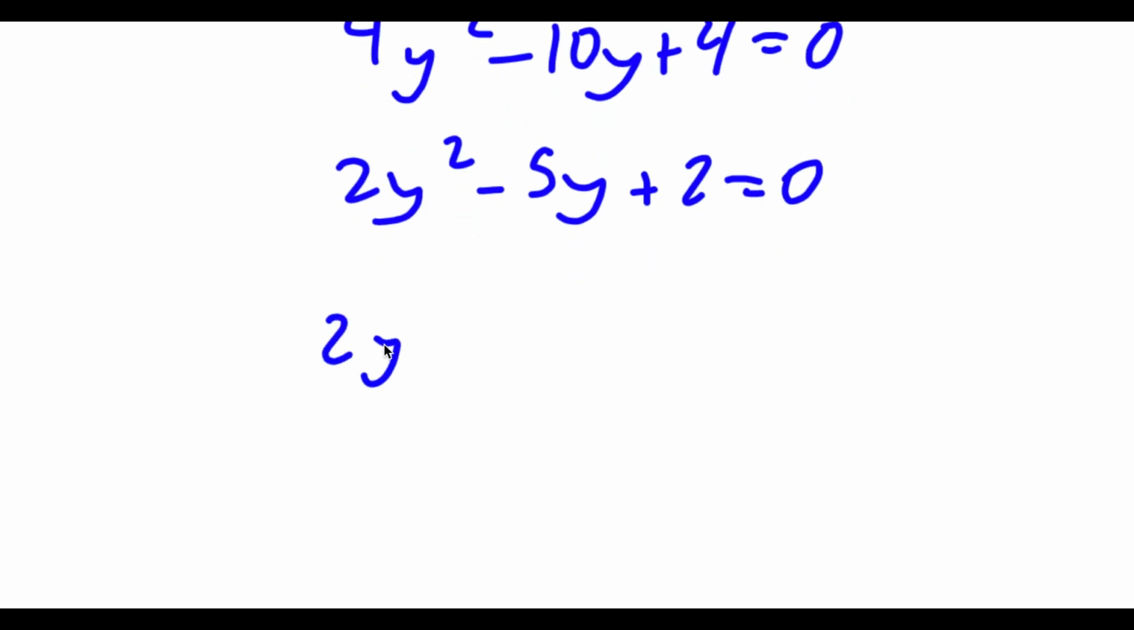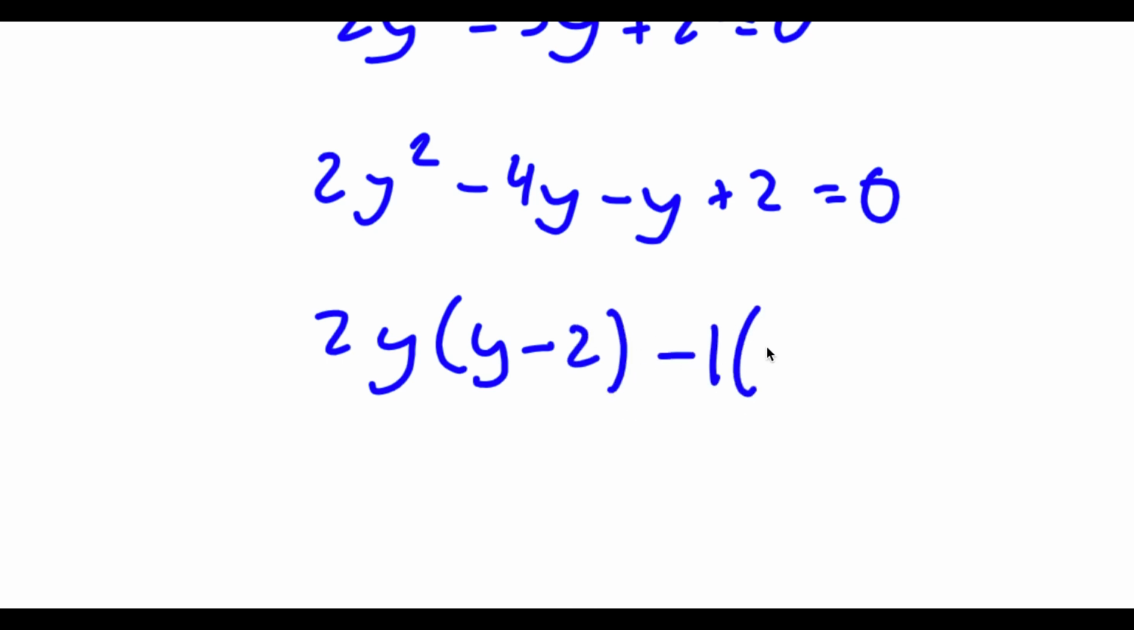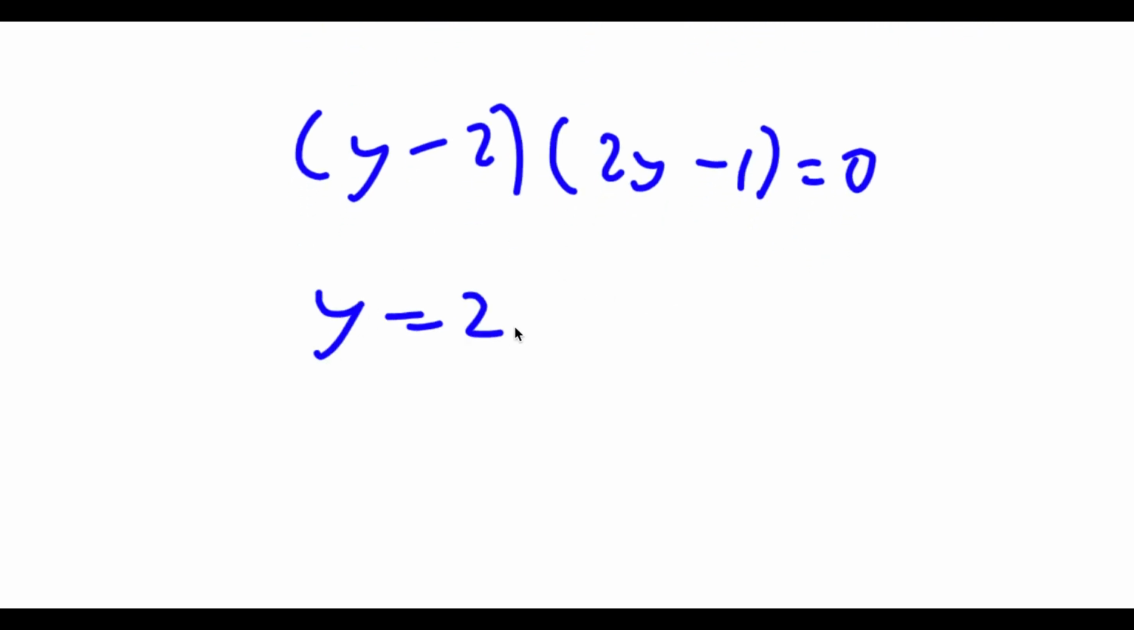Now I can rewrite this as 2y squared minus 4y minus y plus 2 is equal to 0. Now I'm going to factor by grouping. So 2y squared minus 4y, I'm going to factor out 2y, so I get 2y times (y minus 2). And from negative y plus 2, I'm going to factor out negative 1, so I get negative 1 times (y minus 2). Now if I factor out y minus 2, I get (y minus 2) times (2y minus 1) is equal to 0, meaning y is equal to 2, and y is equal to 1/2.